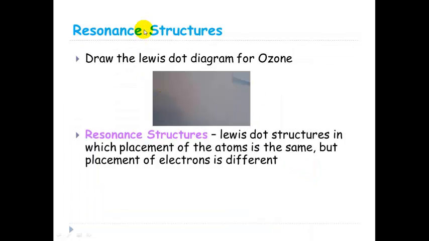Resonance structures are Lewis dot structures in which the atoms are in the same place, but the placement of electrons is different. So here's a question: draw the Lewis dot diagram for ozone. So ozone.